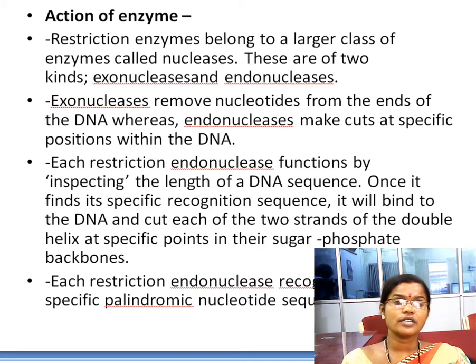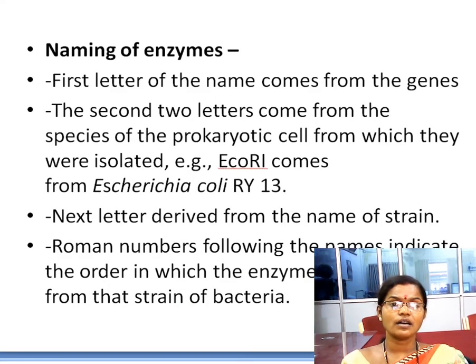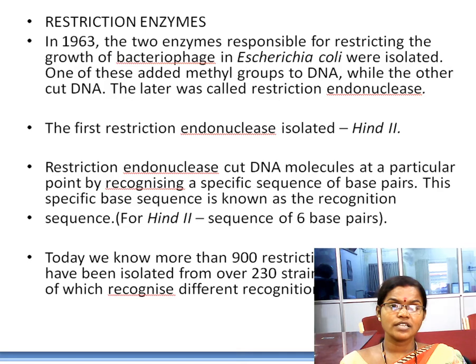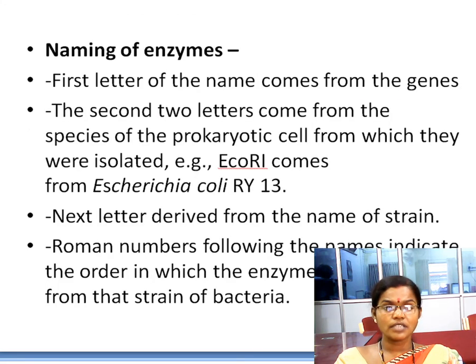Then restriction endonuclease enzymes are of 2 types. First of all, students, naming of the enzyme is asked for 3 marks. Write the rules of naming the enzyme REN, that is for 3 marks. Then the introduction of the REN is for 2 marks: how the REN is synthesized, who discovered it, how many are there, which is the first REN. Even the complete introduction is a 3 marks question.